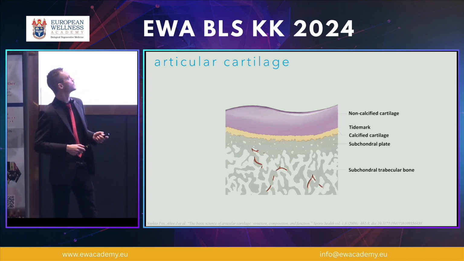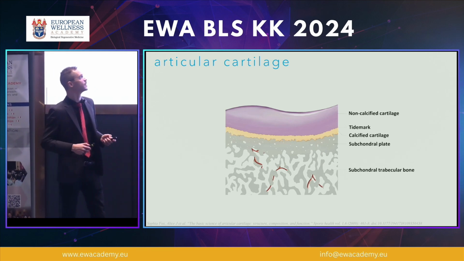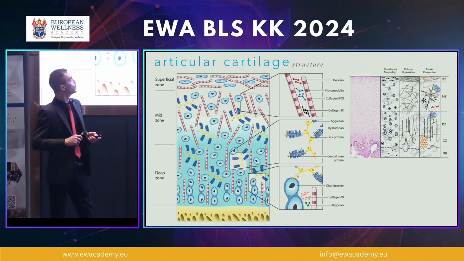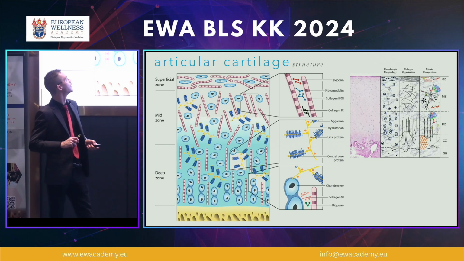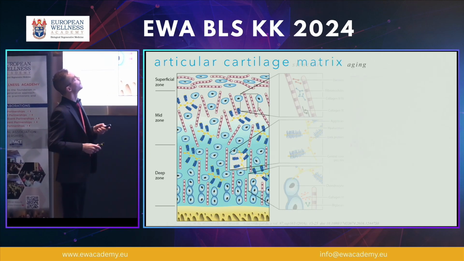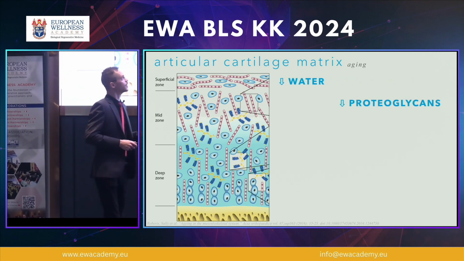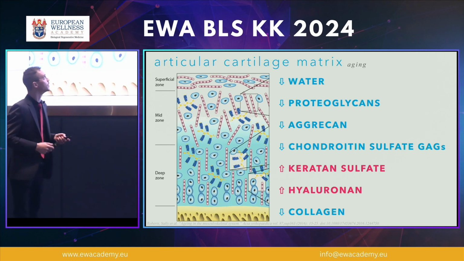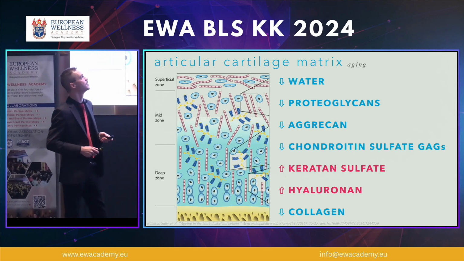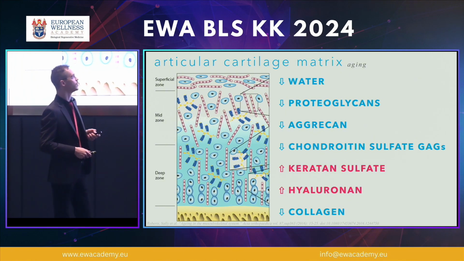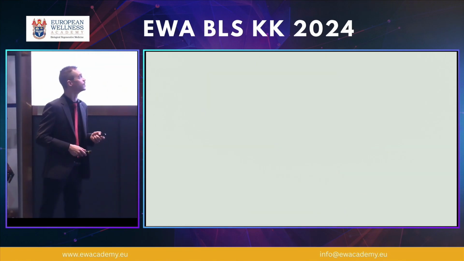So this is the structure of healthy cartilage. We have non-calcified, calcified cartilage, subchondral plate, and subchondral trabecular bone. Those are different cells and substances that form the cartilage tissue, the cartilage structure. And this is what we can observe with the aging. What happens with the decrement of water, proteoglycans, aggrecan, chondroitin sulfate, collagen, and increment in keratan sulfate and hyaluronan.